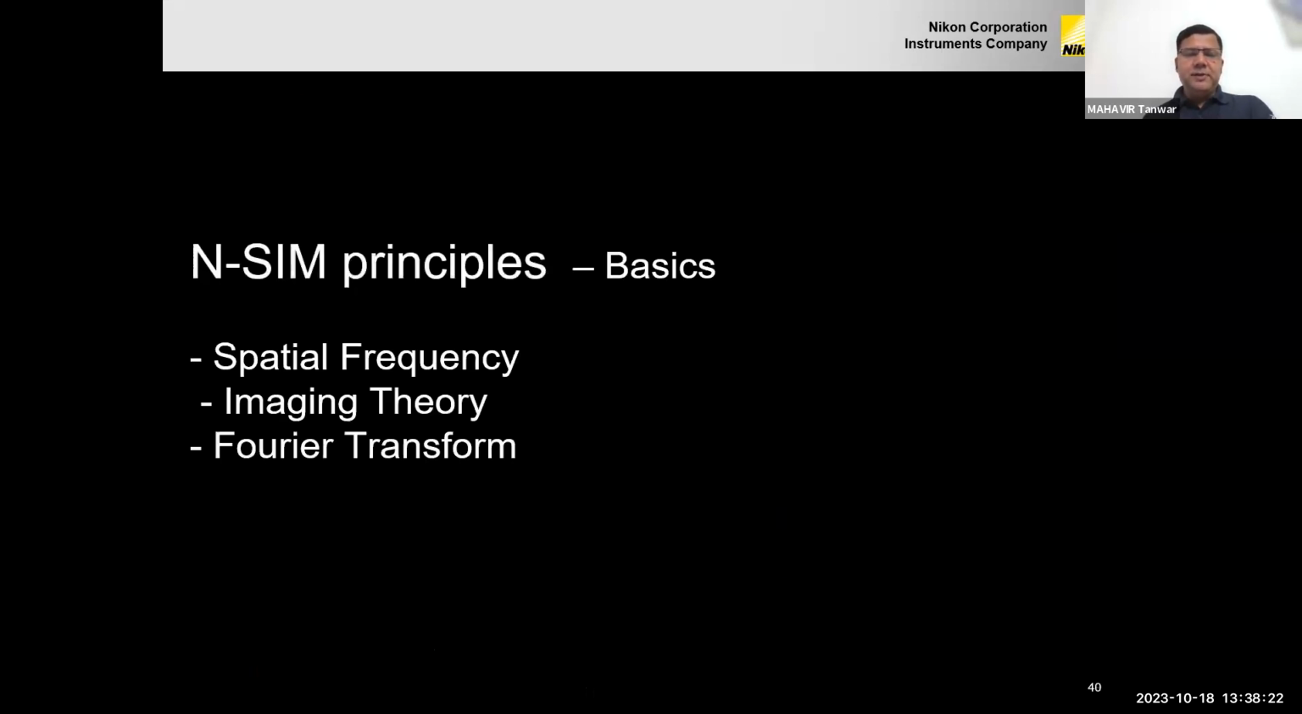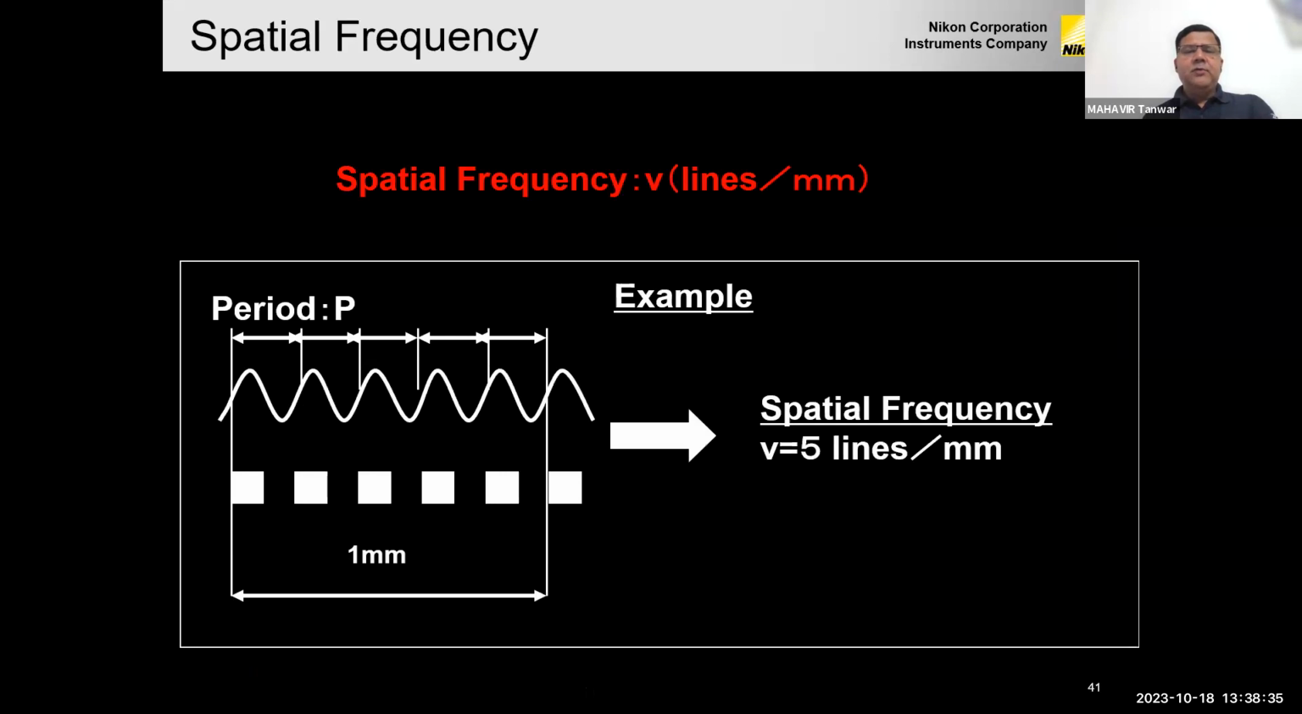So now let's go to the principle. This is more physics, so just stop me if you're not understanding. We need to understand spatial frequency, imaging theory, and Fourier transform to understand the SIM principle. So what is spatial frequency? Spatial frequency is lines per mm. These are the boxes 1, 2, 3, 4, 5, so this is 5 lines per mm. This is the spatial frequency of this period. Just remember this: spatial frequency, lines per mm.